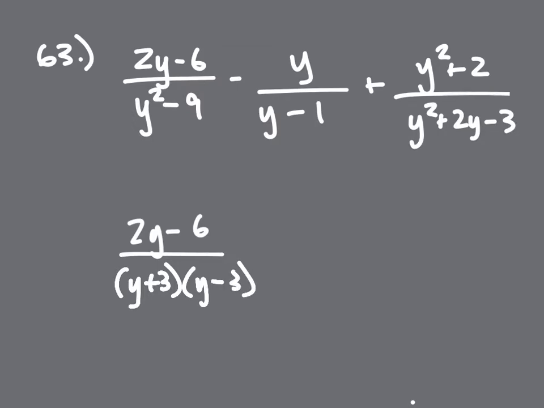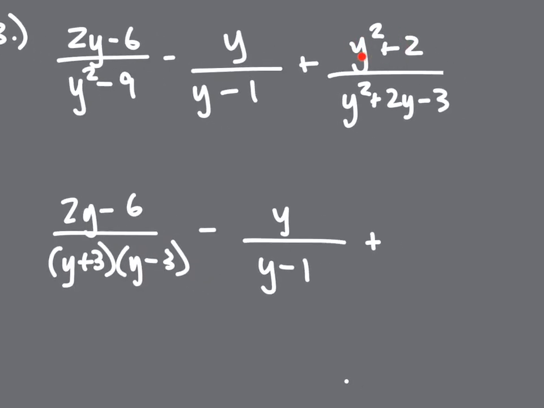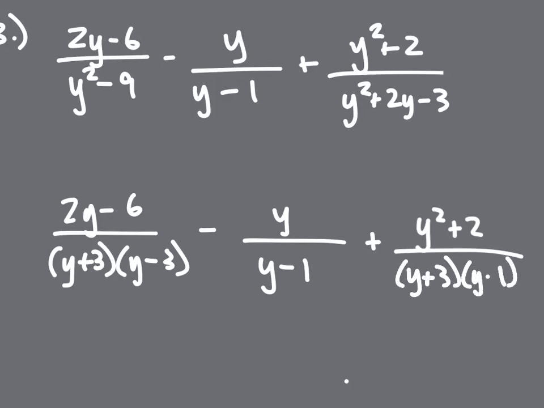The next thing I'm going to do: I can't factor anything here, and that's okay. But I'm going to write y/(y - 1) + (y² + 2). I can't factor anything out of that, so I'm just going to write out y² + 2 over, and then I want to factor this trinomial here. So this is going to factor to (y + 3)(y - 1). And if you need to use the box method for this or whatever you do, that's fine, but the idea is you want to be able to factor whatever you can, okay?